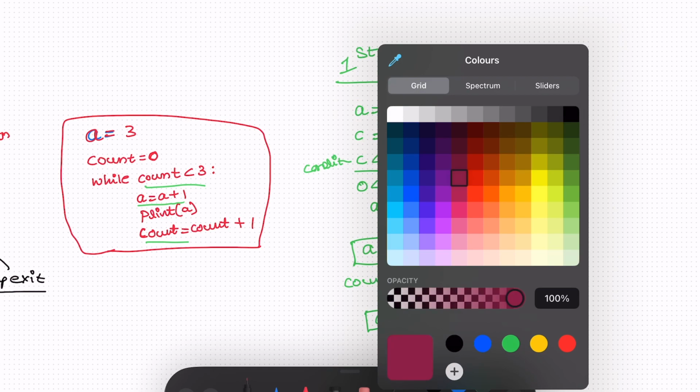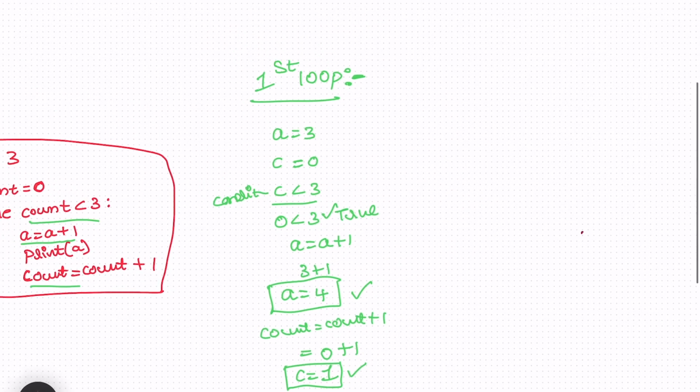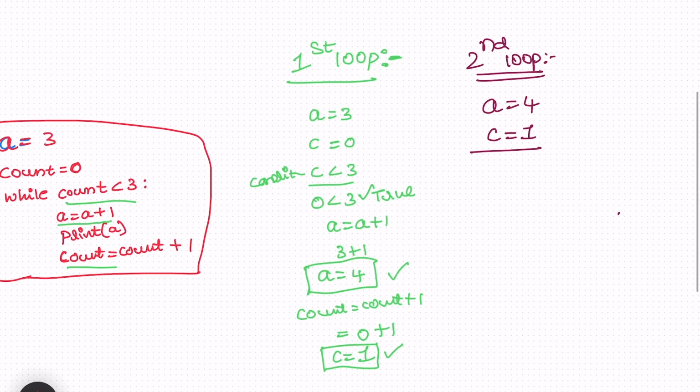Now, as this first loop is completed, again it will go to the second loop. Now it is in second loop state. So what are the things updated in first loop? A is equal to 4 and C is equal to 1. Let us consider these two. Again you have to come to this while loop, so the condition will be checked again. 1 is less than 3. Again A is equal to A plus 1. Already we have 4, so A is equal to 5.